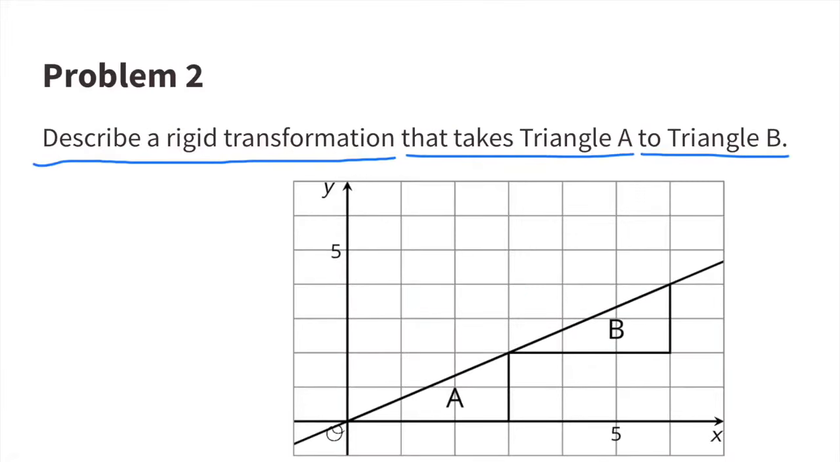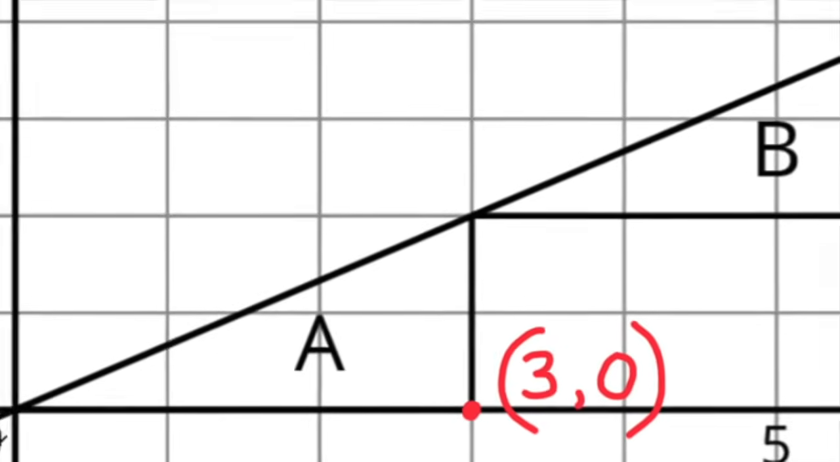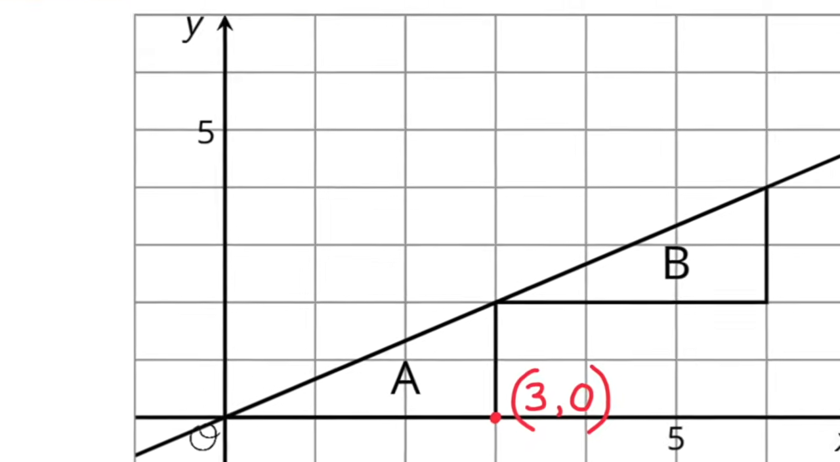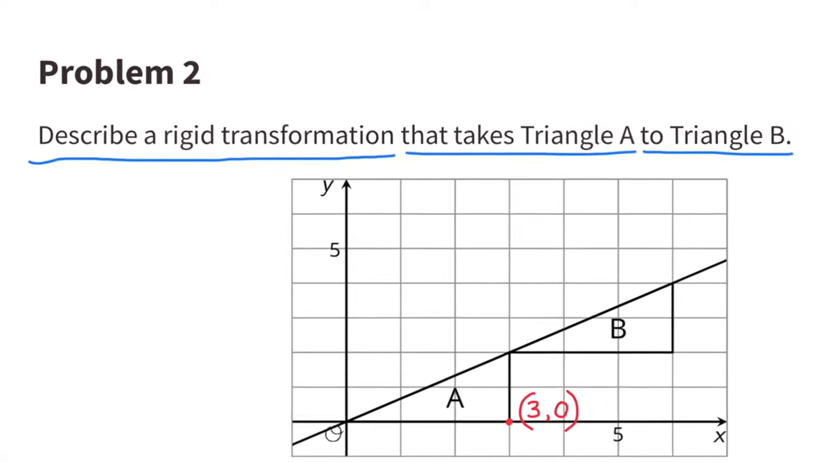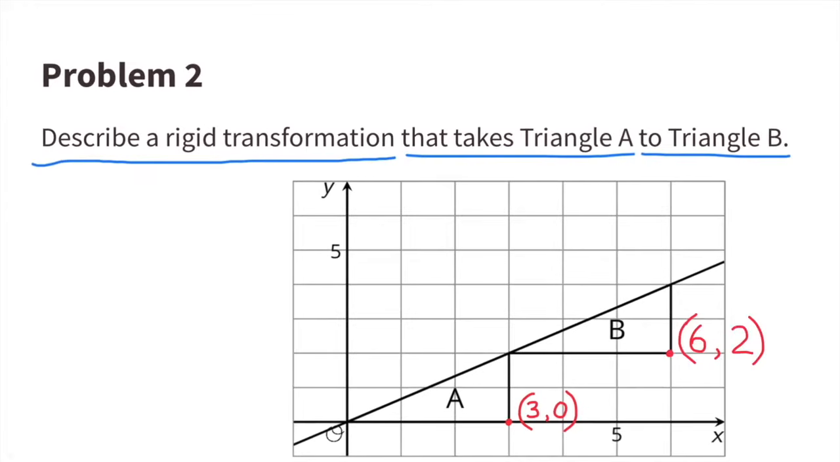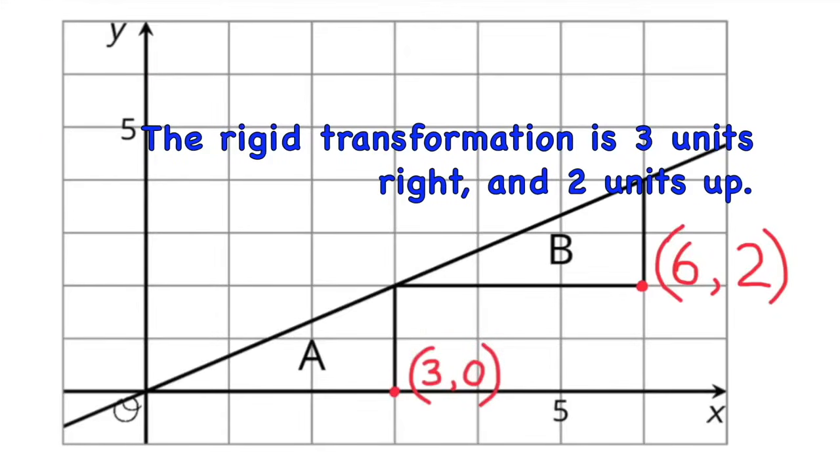Number 2. Describe a rigid transformation that takes triangle A to triangle B. Let's start by looking at this point, located on the bottom right corner of triangle A. The coordinates are (3, 0). The corresponding coordinates on triangle B are (6, 2). The rigid transformation is 3 units to the right and 2 units up.